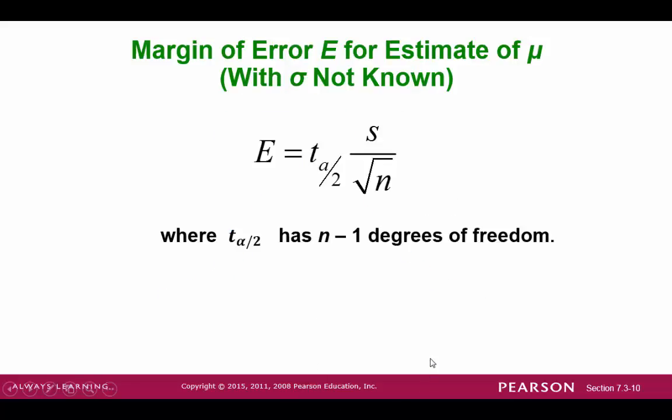We use a t distribution in our formula for the margin of error. Our margin of error will be defined by t sub alpha over 2. That's our critical value from the t distribution. And then we have s over the square root of n. One of the ways to get the values for the t distribution is through the table A3. But we'll see another way using a calculator.